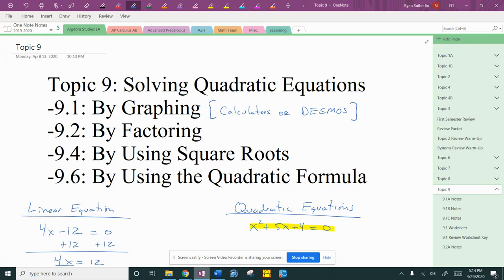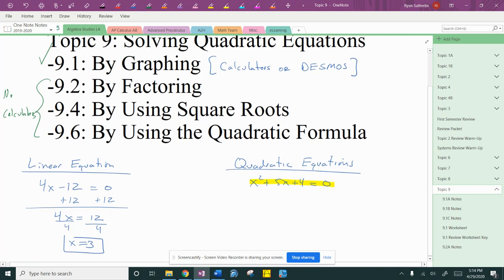It says here at the top, Monday, April 13th. So a little bit more than 2 weeks ago, we started solving quadratic equations. And the first method we were doing was by graphing using calculators or Desmos. Now for the next methods, that's done. We're going to get into the algebraic method, which is meant to be done without any calculators or technology. It's solving a quadratic equation algebraically.